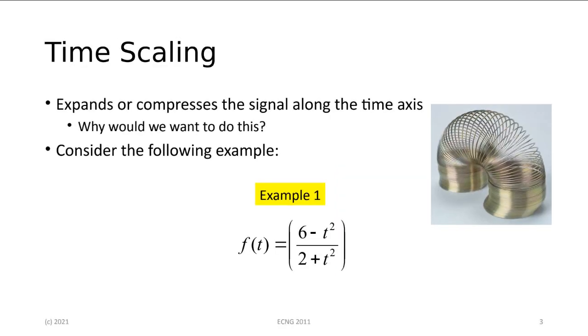So the first thing is time scaling. Now, time scaling expands or compresses a signal along the time axis. And here's a question. Why would you want to do that? Why would you want to compress something along the time axis if it was possible to do so? Think of communication.